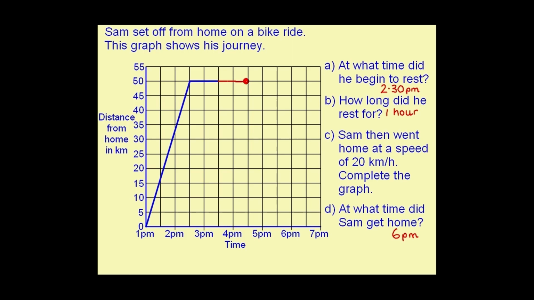20 kilometres towards home. So he started 50 kilometres away from home, travelling 20 kilometres will mean that he's now 30 kilometres away from home. I've now got to draw a line which shows him travelling this distance in this time. The line would look like this. Now, using a ruler, I need to extend this line until I reach the axis. This finishes off the graph, and we can see that Sam gets home at 6 p.m.